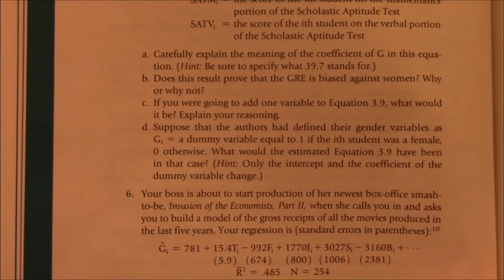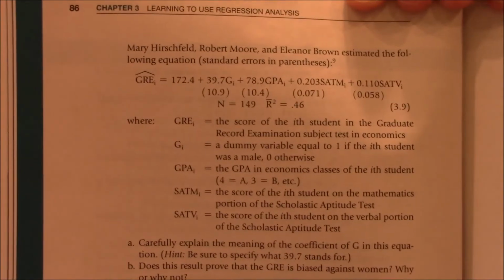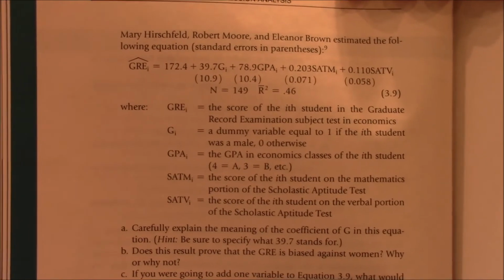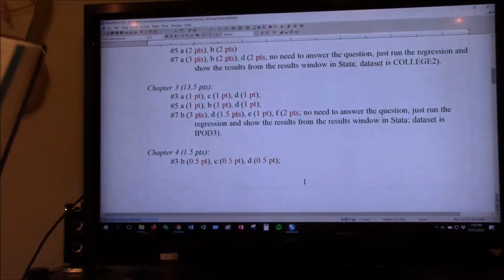And it tries to help you out here. Only the intercept and coefficient of the dummy variable will change. So you got to go back through and think to yourself, what if G had been 1 for female instead of 1 for male? Really good question. You got to sit and think about it for a minute.